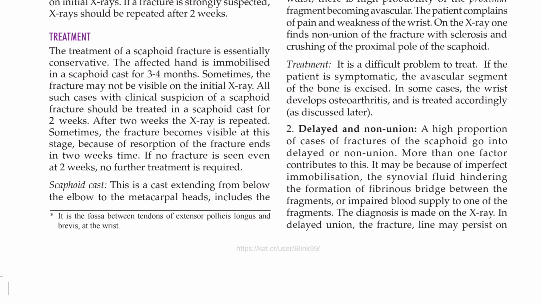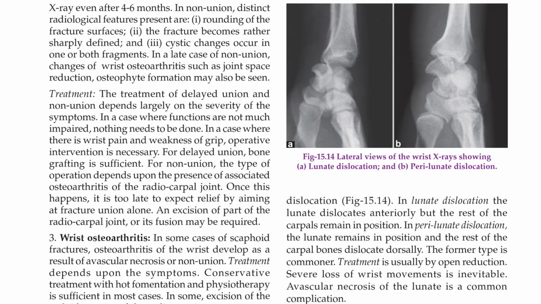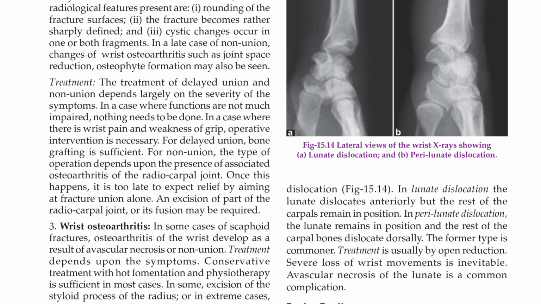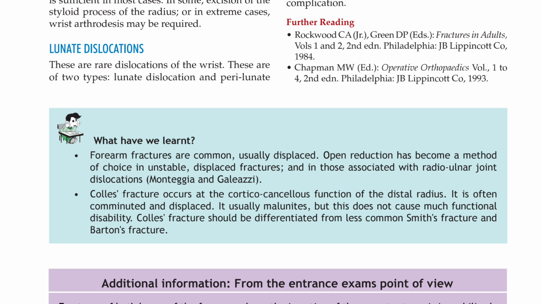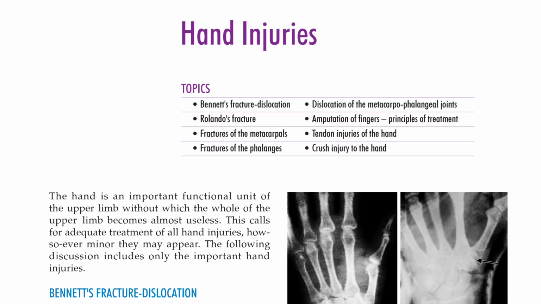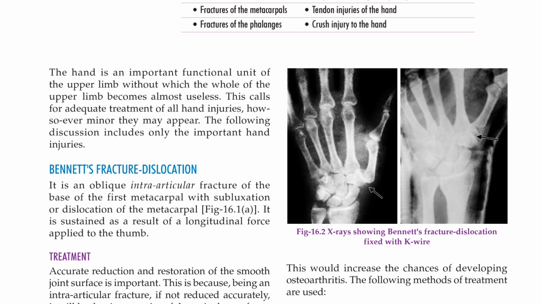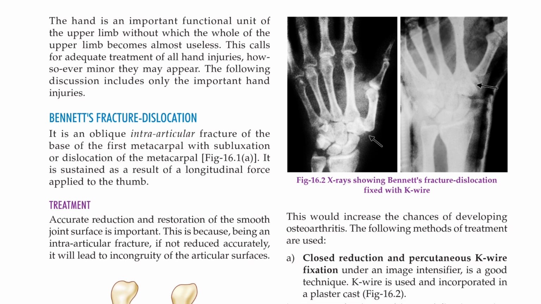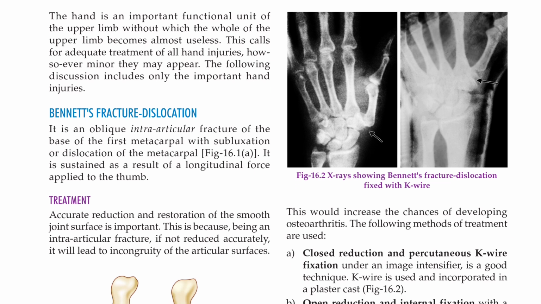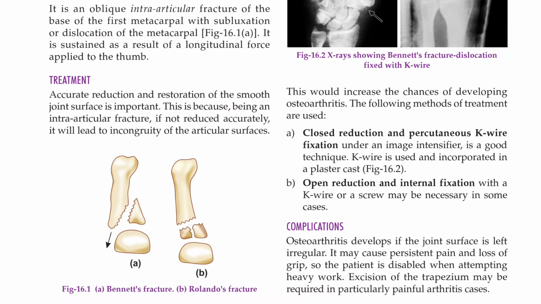ठीक है. Avascular necrosis हो जाएगा, delayed nonunion, wrist osteoarthritis, lunate dislocation. उसके बाद में hand injury में आप देखोगे Bennett fracture dislocation, intra-articular fracture of base of first metacarpal with subluxation और dislocation of metacarpal. So Bennett fracture dislocation is oblique intra-articular fracture of the base of first metacarpal with subluxation or dislocation of metacarpal.